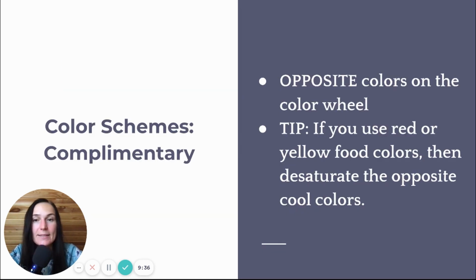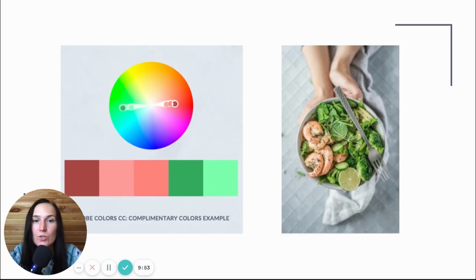The next scheme is complementary. A complementary color scheme has opposite colors on the color wheel, and the tip is that if you use red or yellow food colors, then definitely desaturate the opposite cool colors. For example, here I had pink and green. So pink bronze and green broccoli, spinach, and everything else. These ones were a good example of complementary, and they're opposite on the color wheel in general.